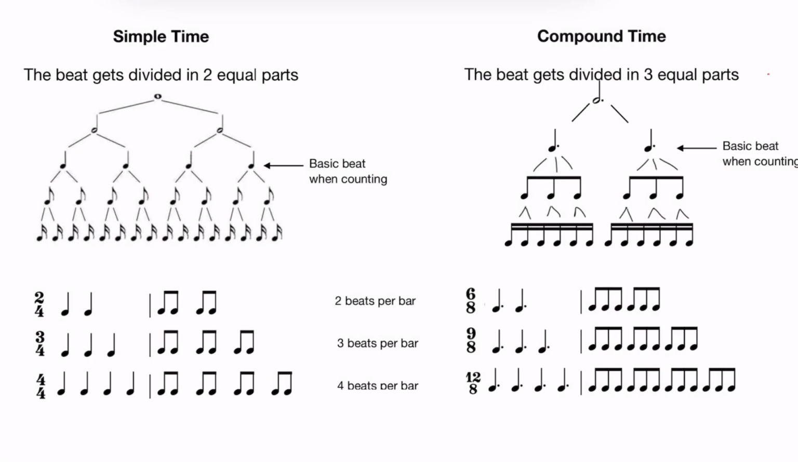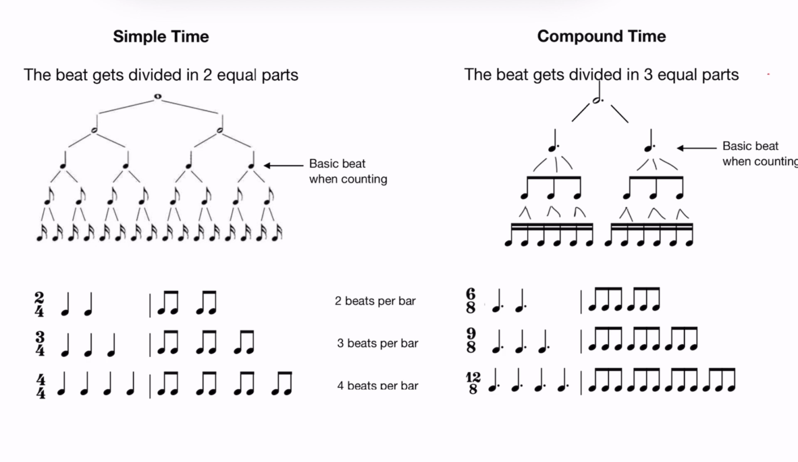Today we're going to talk about simple time compared to compound time. Up until this point, all the pieces you've played have been in simple time in your lessons. Simple time means that you divide your basic beat, which is a quarter note, into two equal parts. And then those can be divided into two, etc.